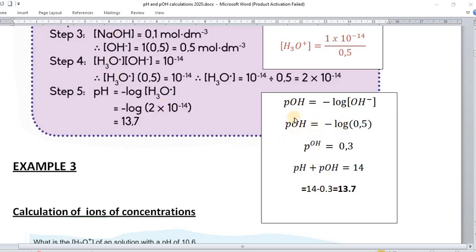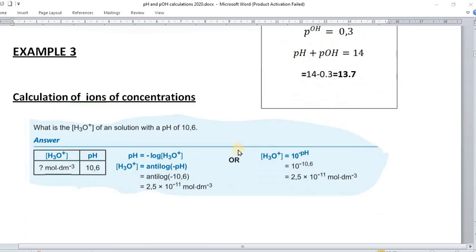Okay, so now looking at your pOH is equal to this. The concentration of your hydroxide anion is 0.5. You substitute into it, you are getting 0.3. Applying your formula, pH plus pOH equals 14. So you now subtract your pOH from the 14, and it gives your pH to be equal to this. Just as this one.